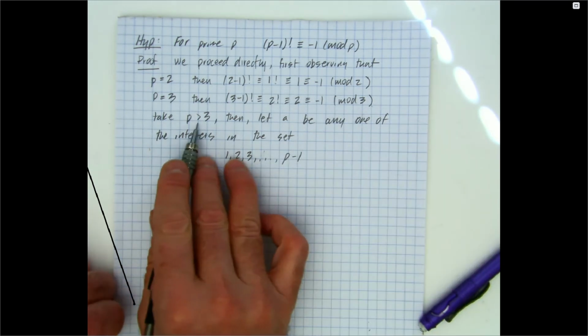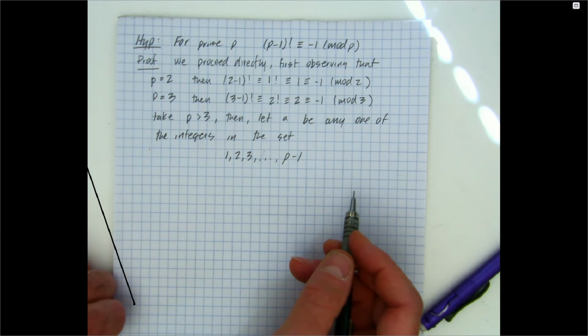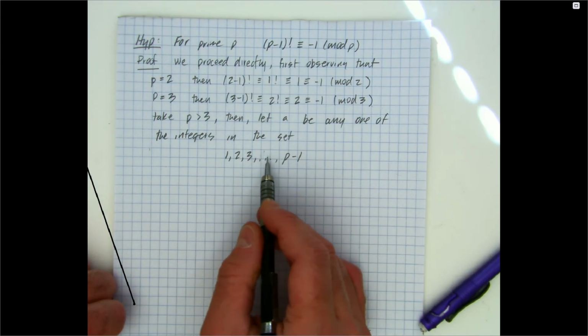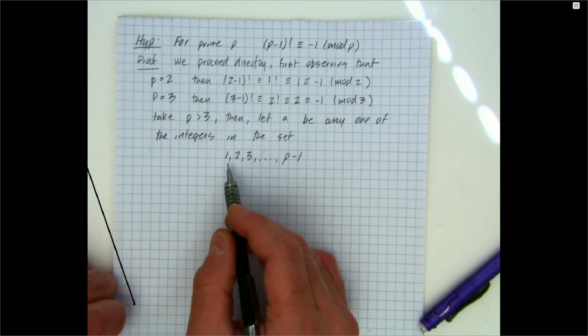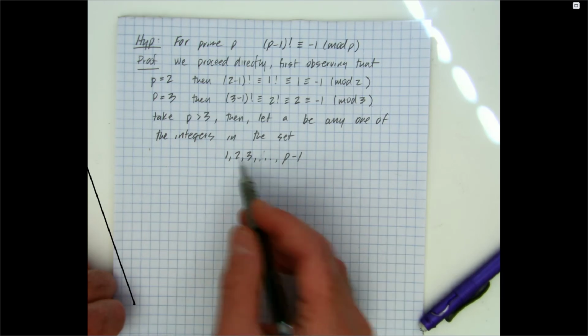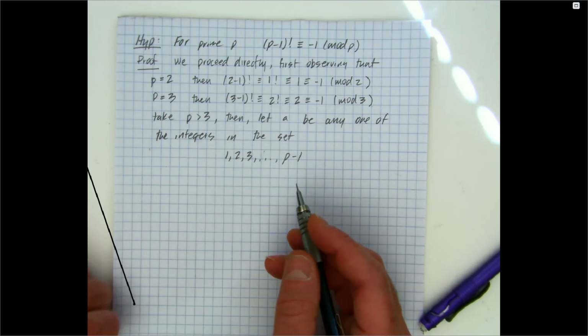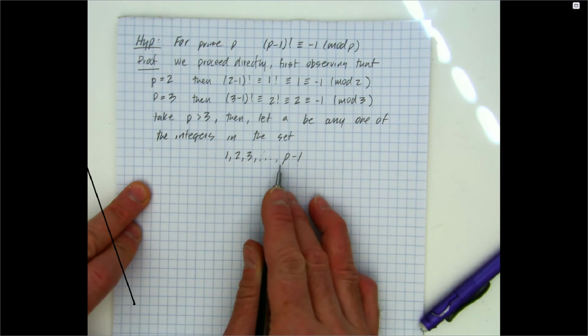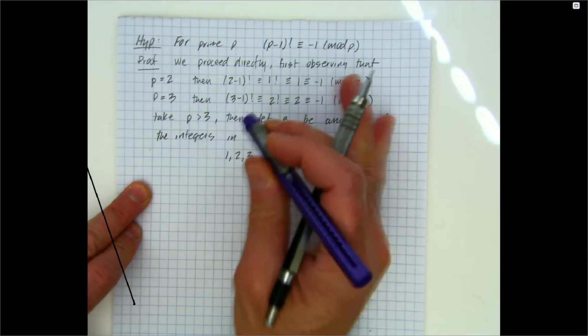So again, p is something greater than 3, so it could be 5, so this would be, I guess, up to 4. It could be 7, so this p minus 1 would be 6, but this is an expandable set that goes up to p minus 1. So we're going to say a is one of the integers in this set.